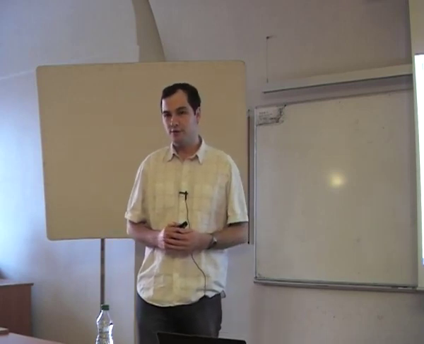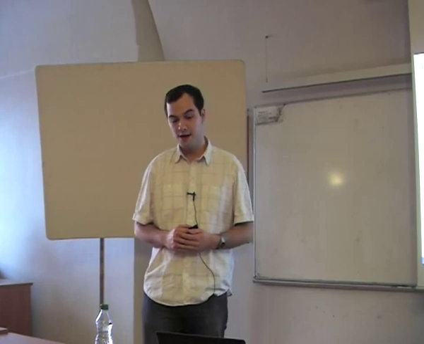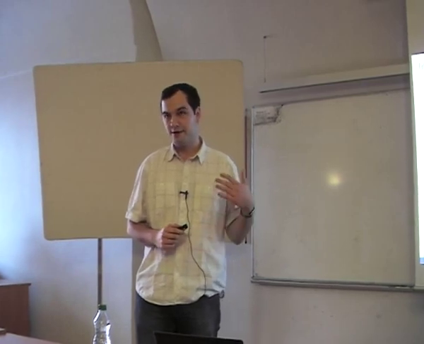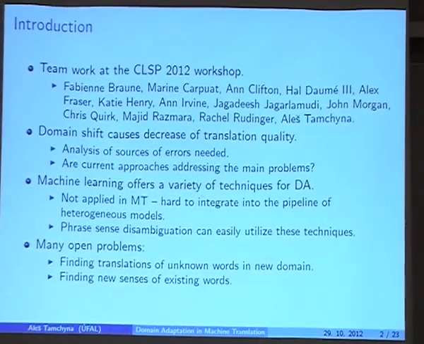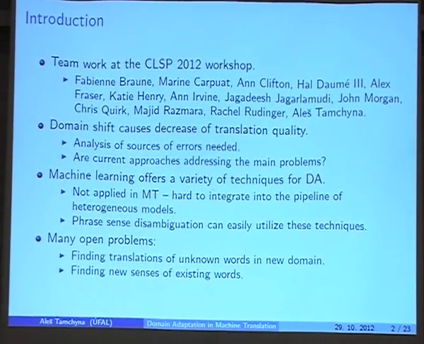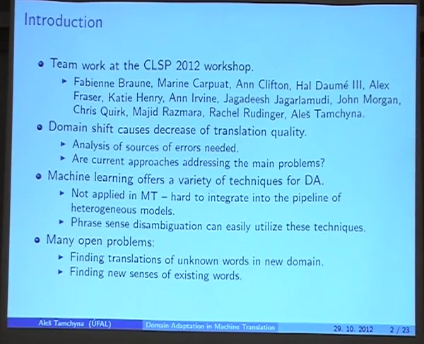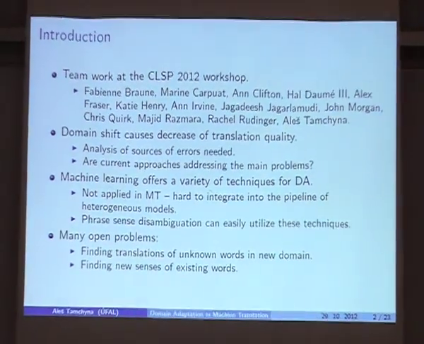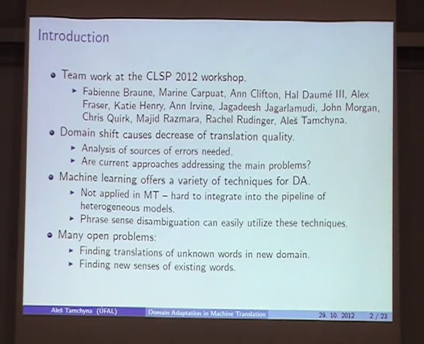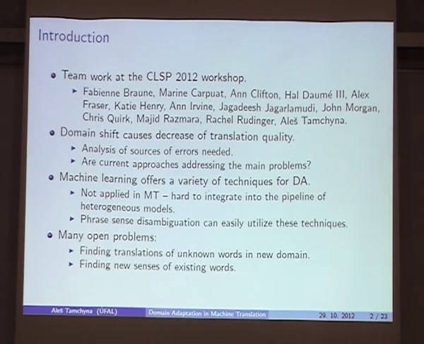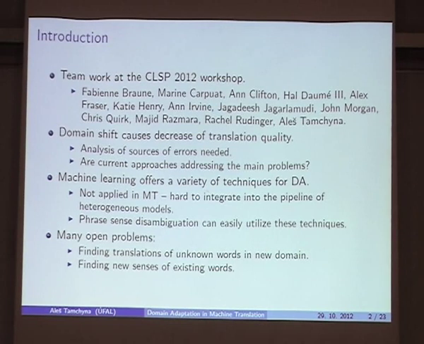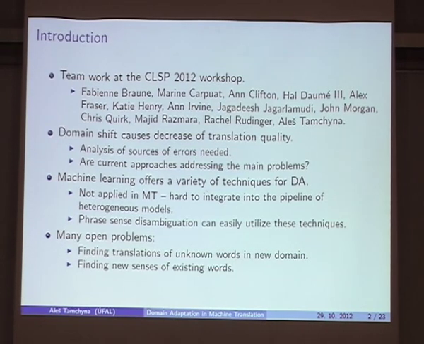And last but not least, there are many open problems when going to a new domain. There are going to be out-of-vocabulary terms on the source side. There are going to be out-of-vocabulary terms on the target side, meaning new senses of words that we already know. And how do we find them? Well, finding new senses is a little more tricky because, as you can imagine, it's easy to identify a source word that is unknown. You simply don't have it in your training data. But actually identifying that an existing word has a new sense is a challenge in itself. So I'm going to be talking about the first two topics here.